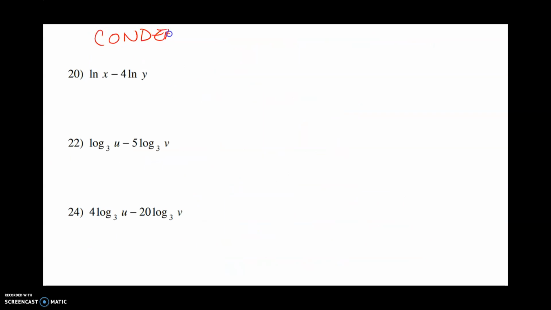All right, next, we're going to look to condense. So we're basically going backward now. Before I can condense, the first thing I have to do is handle any coefficients that will become exponents, because I can't condense unless there's a coefficient of 1. So notice on number 20, I have this 4. I can't condense anything yet. This has to come back up. So the first step would be ln of x minus ln of y to the 4th.